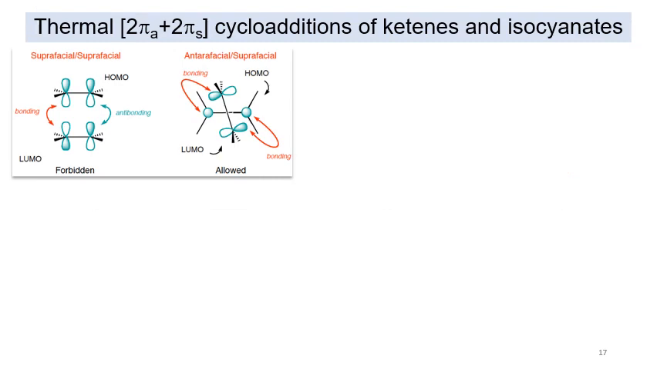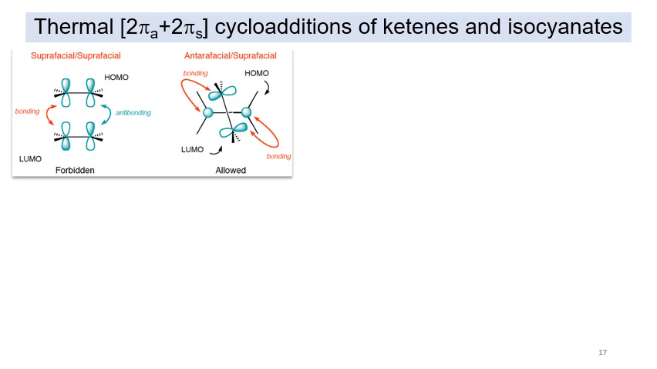Alright, we had said that the thermal 2 pi antara and 2 pi supra are geometrically and sterically not feasible, although thermally, according to the Woodward-Hoffmann rules, these are permitted. But there are exceptions to this rule. And why are these exceptions? These are exceptions because of their bonding nature and the nature of their orbitals.